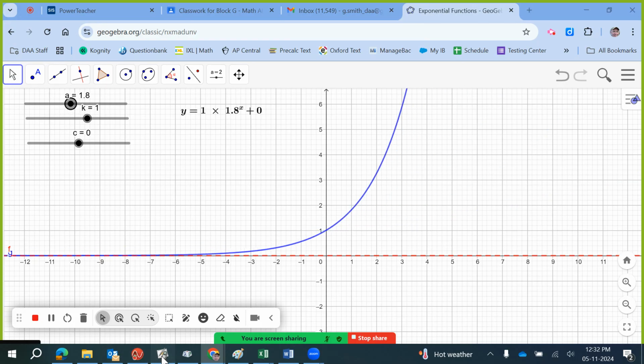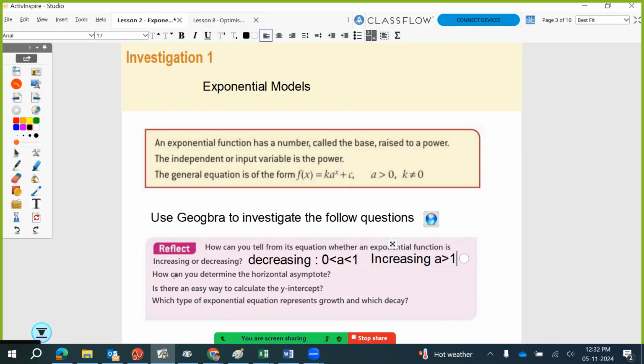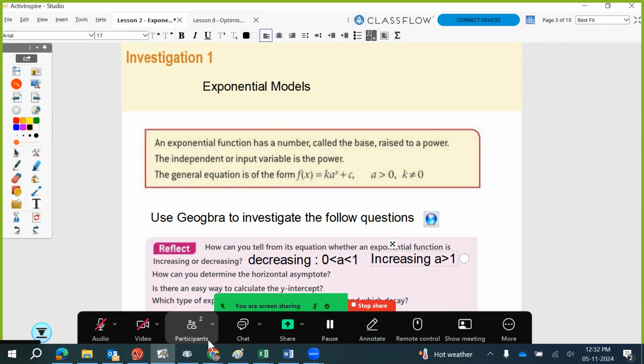So next up, I want you to investigate the horizontal asymptote. How can we determine the horizontal asymptote? Then I want you to investigate how we can calculate, according to A, C, and K, what the y-intercept is going to be. Do those two investigations now for yourself.